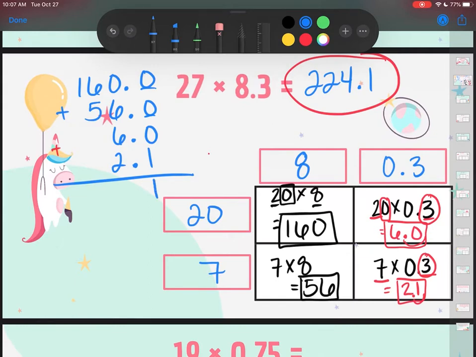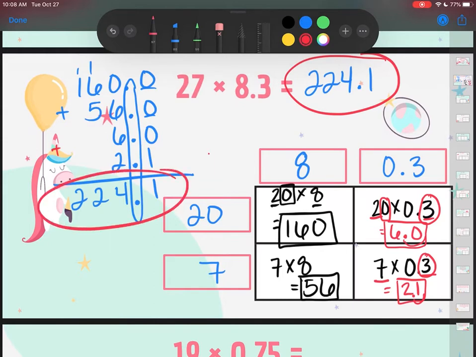0 plus 0 plus 0 plus 1 is 1. 0 plus 6 is 6. Plus another 6 is 12. Plus 2 is 14. Carry the 1. 1 plus 6 is 7. Plus 5 is 12. Carry the 1. 1 plus 1 is 2. My decimals were all in a line, so my answer decimal goes right here. And my answer ends up being 224.1, just like it was when we multiplied.